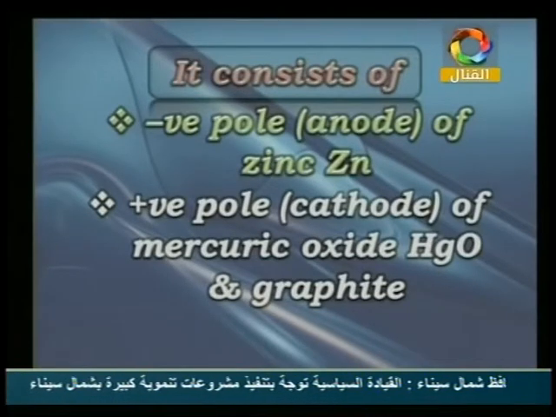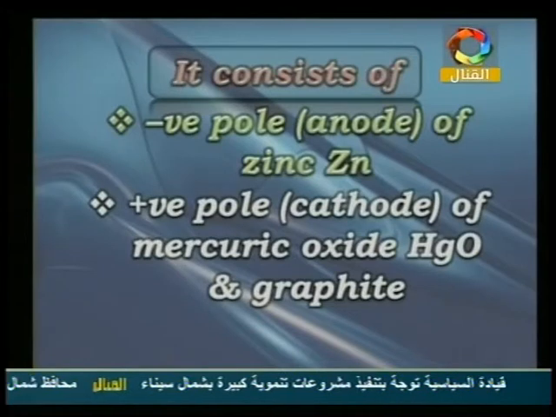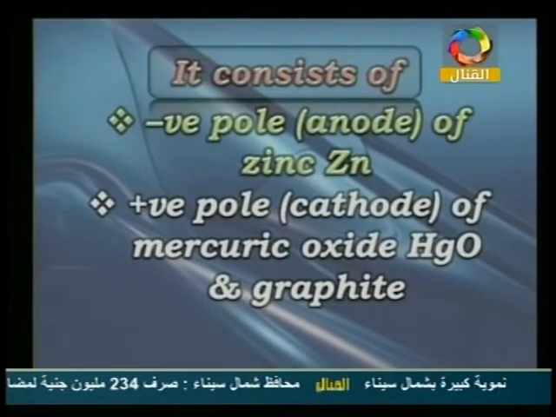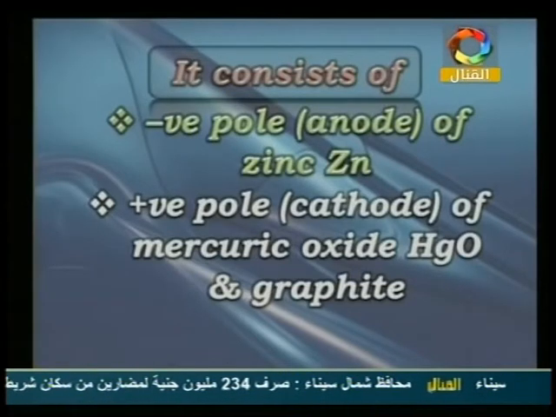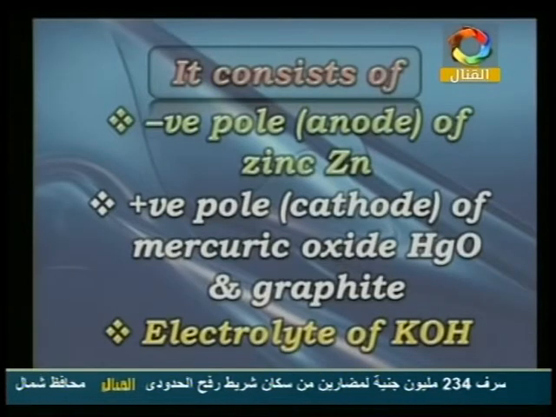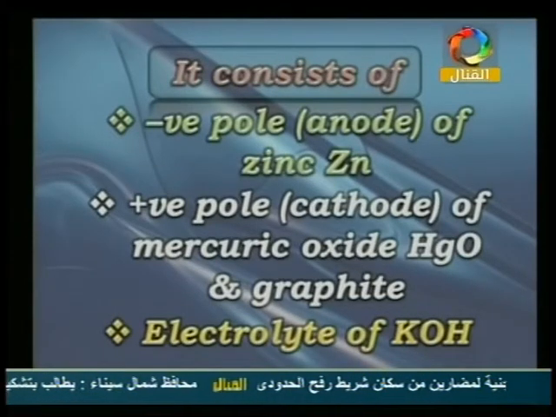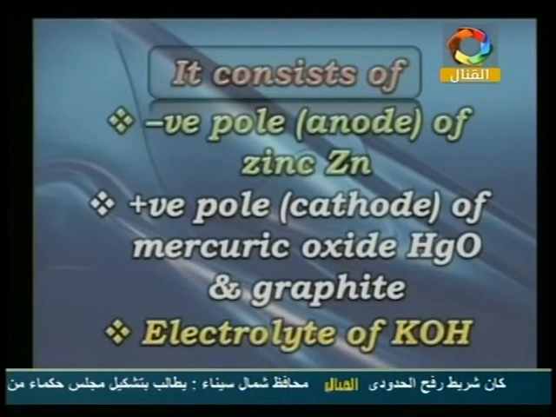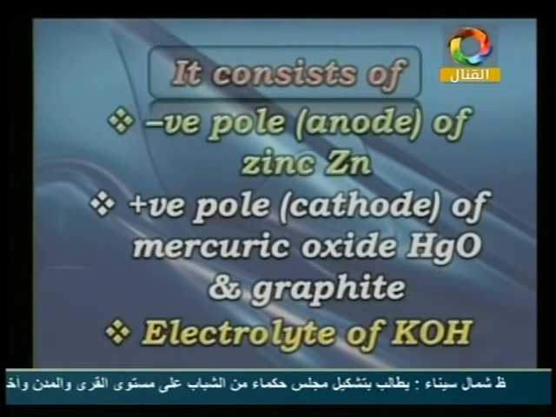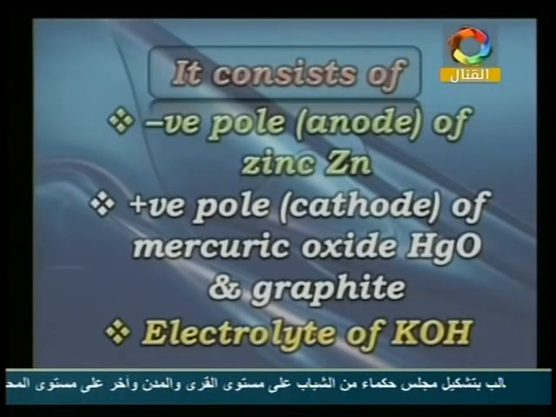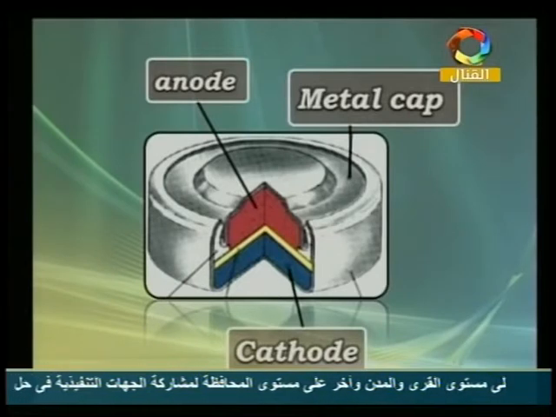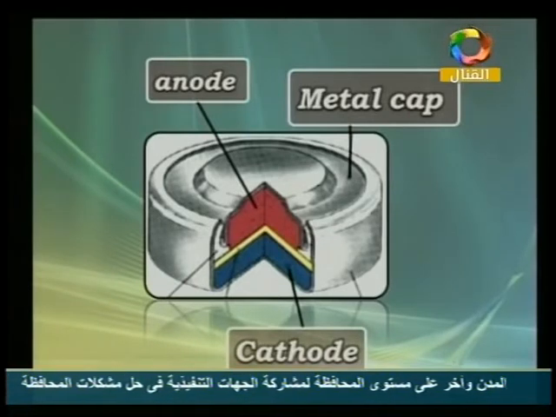So it consists of a negative pole or anode of zinc, and a positive pole, the cathode, of mercury oxide, HgO, and graphite. Graphite is C. And the important thing, we have an electrolyte of KOH. Electrolyte means the wet paste, like the wet paste of the dry cell. The electrolyte is KOH, potassium hydroxide. This is the structure of the cell called the mercury cell.